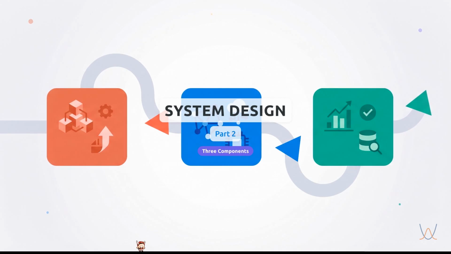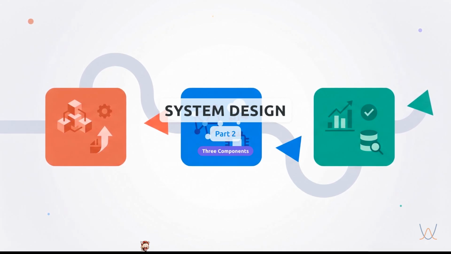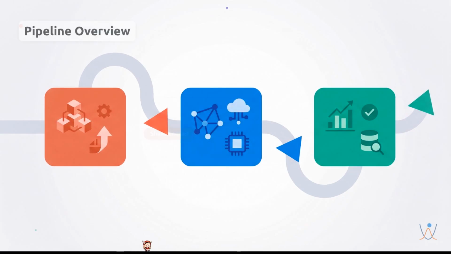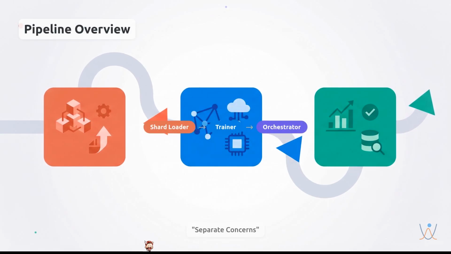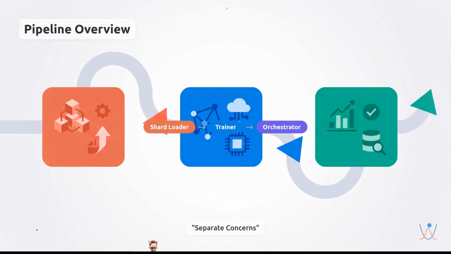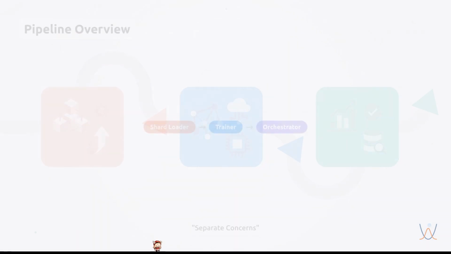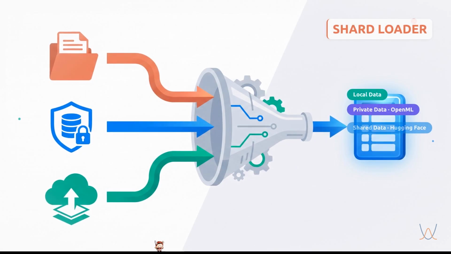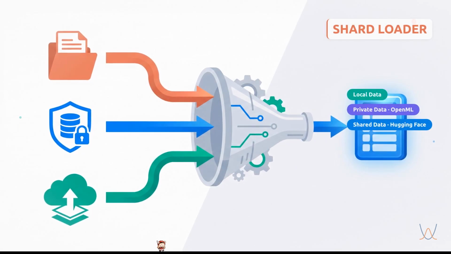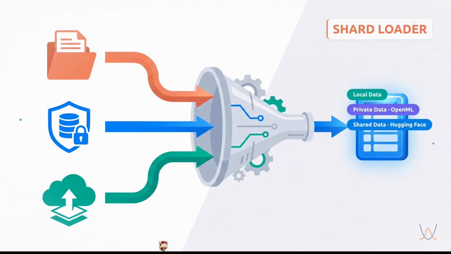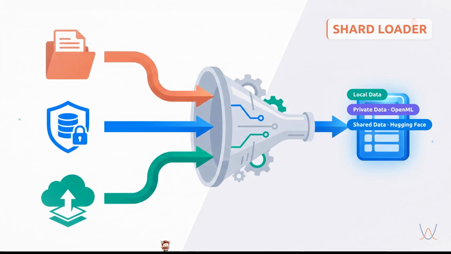The Koenigstiger pipeline is built from three distinct components, each with a clear responsibility. The architecture follows a simple principle: separate concerns. Data loading, model training, and orchestration each live in their own module. First up, the shard loader. This module creates a dataset pointing to audio with on-the-fly decoding in memory, but it's designed to grow.